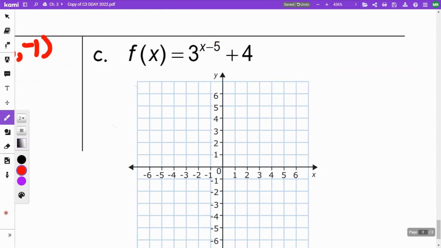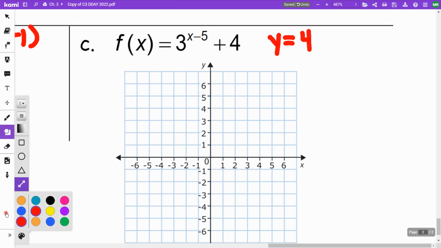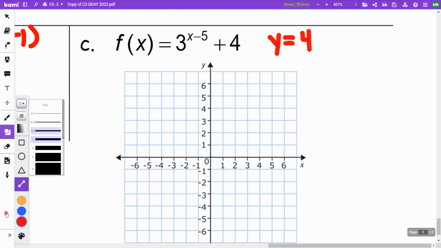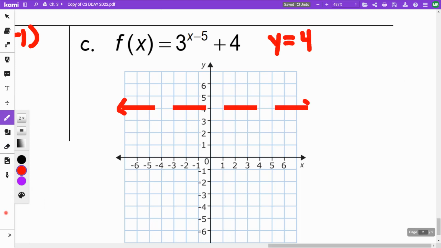On C, this is an exponential. This will have an asymptote at y equal 4. So I am going to draw in y equal 4. Okay, so this is my dashed line at y equal 4. Okay, and I'm going to write y equal 4.